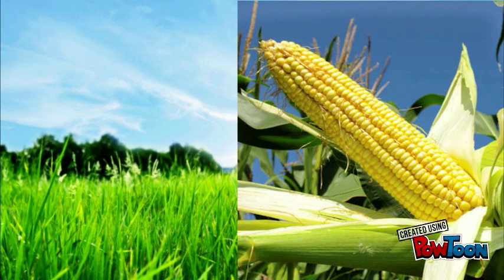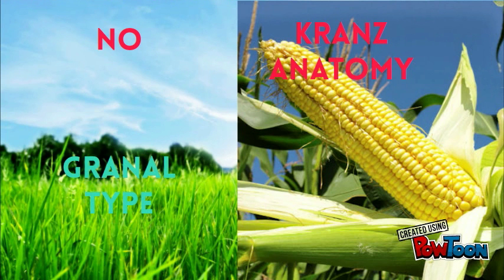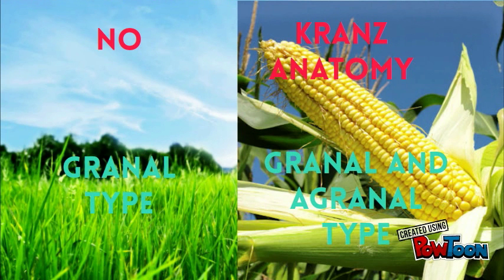Kranz anatomy is absent in C3 plants, but Kranz anatomy is present in C4 plants. In C3 plants, only granule-type chloroplasts are involved in photosynthesis. In C4 plants, both granule and agranule types are involved.